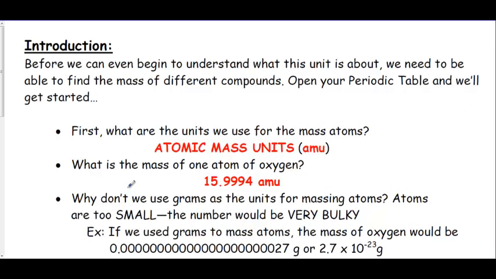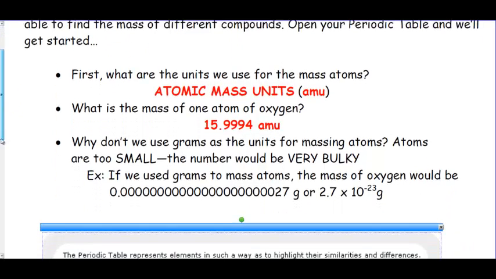All right, so introduction. Before we can even begin to understand what this unit is about, we need to be able to find the mass of different compounds. So what I want you to do is open your periodic table so we can get started. First, what are the units we use for the mass of atoms? That would be atomic mass units, or AMU. We have looked at this several times. We are in Unit 5 now, so we do see AMU a lot. This unit is located on your reference table as well.